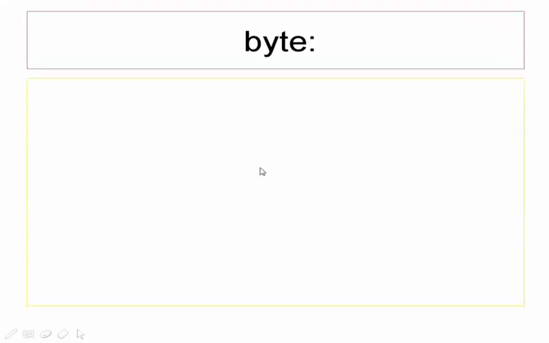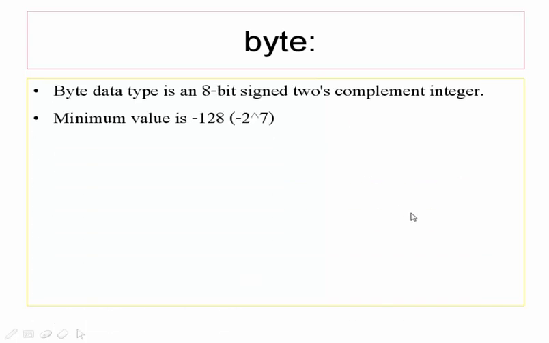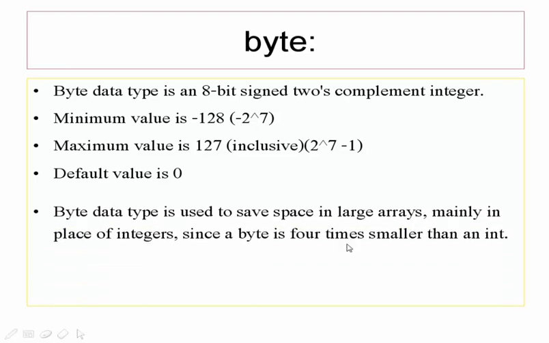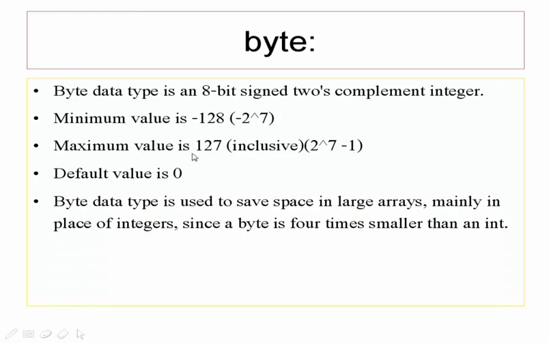Let us understand the first primitive data type, which is byte. A byte is an 8-bit signed 2's complement integer. It is used to store a value which lies between -128 and +127. If your value lies between -128 and +127, then I would recommend you to use the byte primitive data type, because it needs only a little bit of memory space, which is 8 bits, and it can help you create a program which can execute faster.